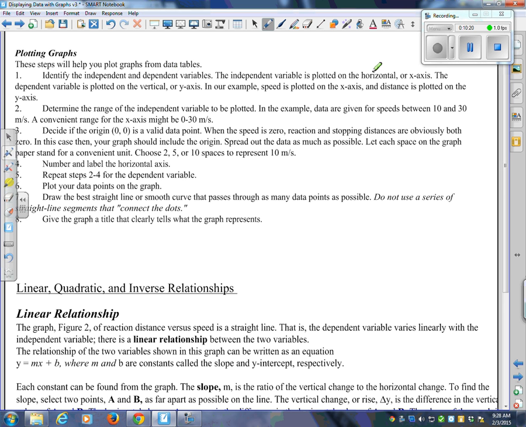Determine the range. Here's one that I always have trouble with students. They always say, what should it go up by? You guys have to be able to start doing that on your own. Okay, determine the range of the independent variable. In the example, the data are given for speeds between 10 and 30.